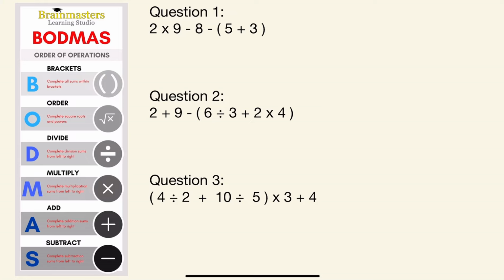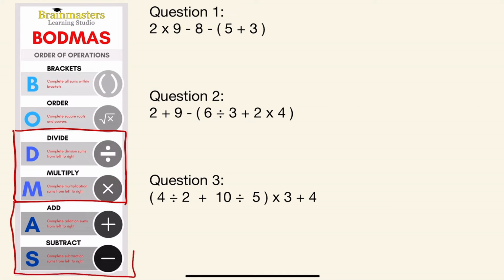So for your understanding, whenever you have divide and multiply after brackets, you have to group them together, whereas your addition and subtraction will also be together. What do I mean? Let's look at the question and then I will explain from there.